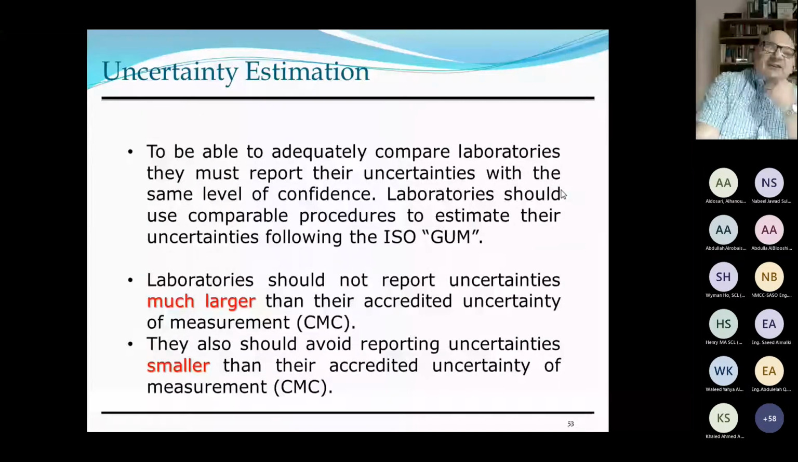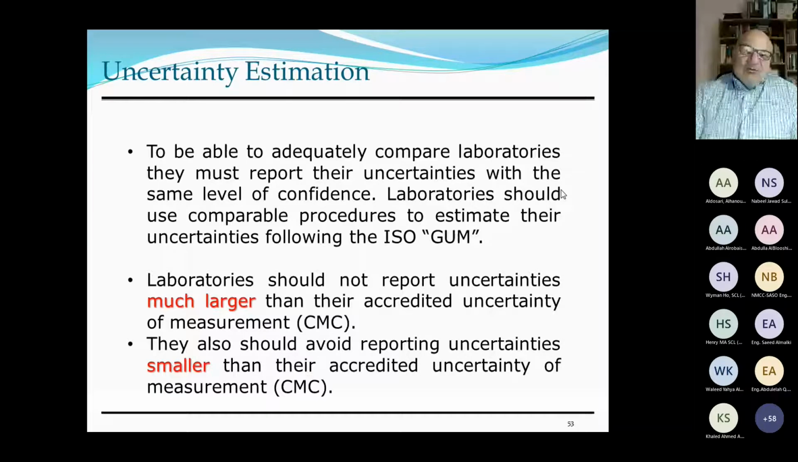So with regard to uncertainty estimation, to be able to adequately compare laboratories, they must report their uncertainties with the same level of confidence, obviously. So all of this should be planned and described in the technical protocol, which is provided to the participants. Laboratories should use comparable procedures to estimate their uncertainties following the ISO GUM. In general, laboratories should not report uncertainties much larger than their accredited uncertainty of measurement, or the uncertainty that they are actually claiming to be able to obtain.